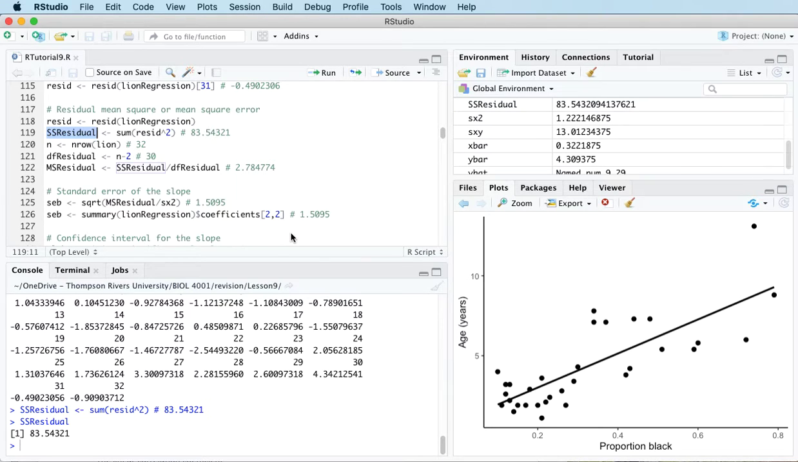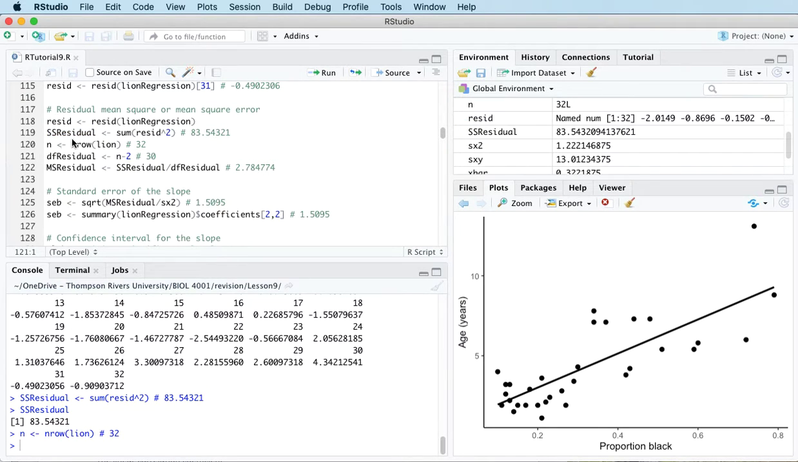83.54321. So remember when we talked about how the regression line is fit, it's using the idea of least squares. So it's the line that produces the smallest value for the sum of squared residuals, or the residual sum of squares. And that particular value for this model, for this example, comes to 83.54.